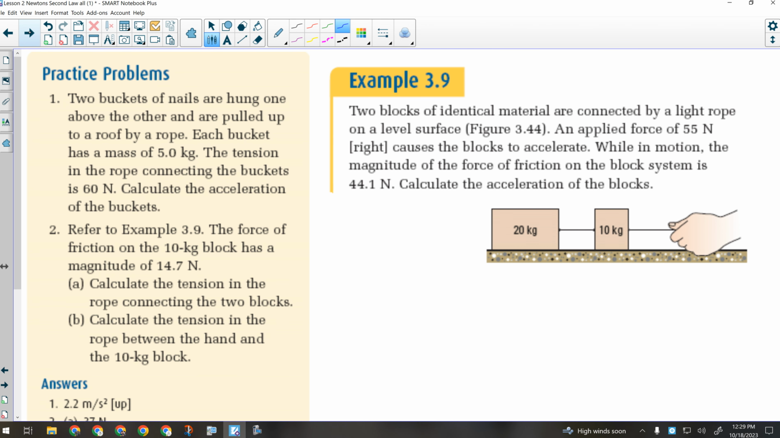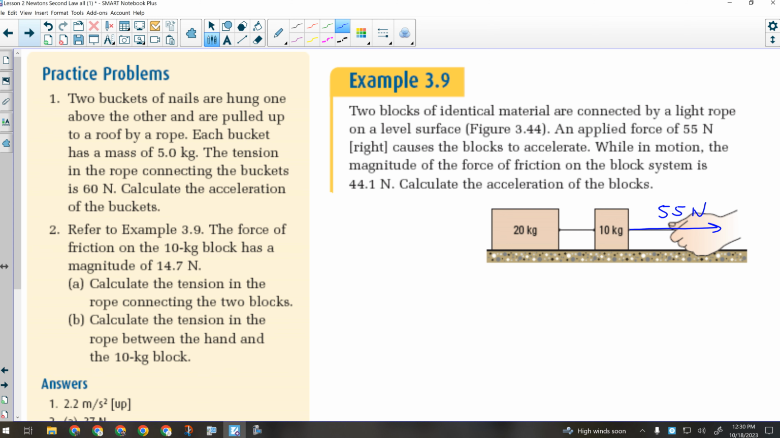So, try number 2. That's the next thing here, okay, is calculating the tension in this rope if the force of friction on the 10 kilogram block is 14.7 newtons. Okay, so they gave you one more piece of information. Okay, this force here is still 55 newtons. The combined frictional force is still 44.1, but now we know that 14.7 of that 44.1 is on the first block, is on the 10 kilogram block.